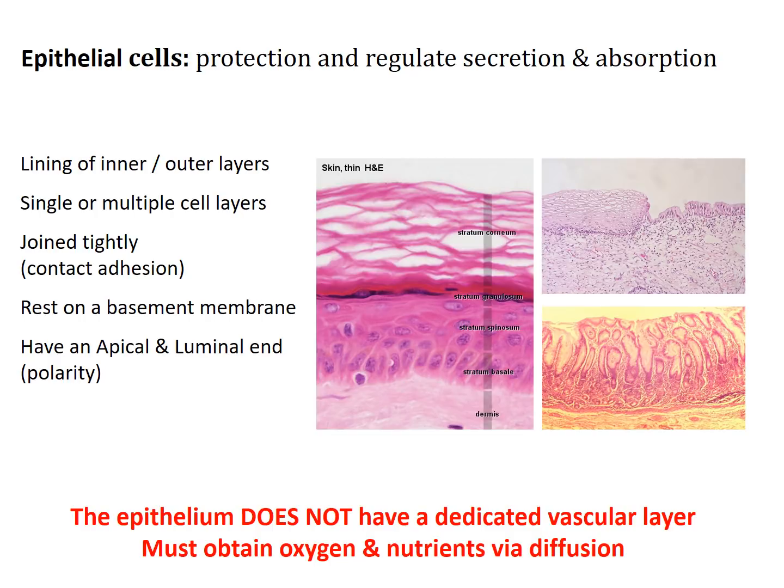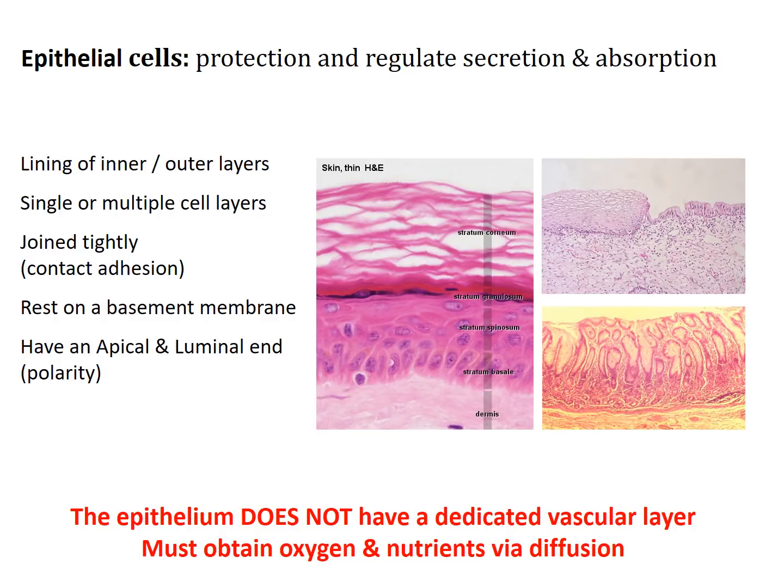Epithelial cells. So we're going to look at the primary cells of the human body. Epithelial cells are cells which protect, cells which regulate secretion and absorption. We find epithelial cells which are lining the inner and outer layers of tissue. So outer cells, skin and mucosa, inner cells lining luminal surfaces such as bronchial tubes, GI tract, the uterus, any organ which is hollow is internally lined by epithelial cells. These cells can be present in single or multiple layers.